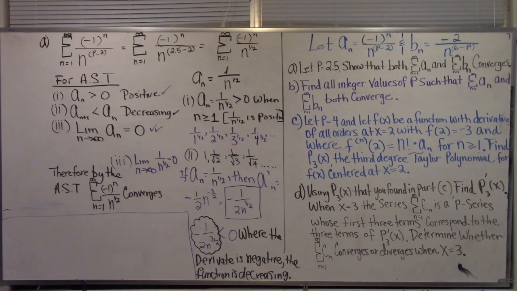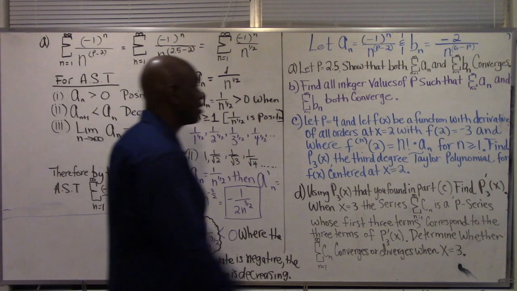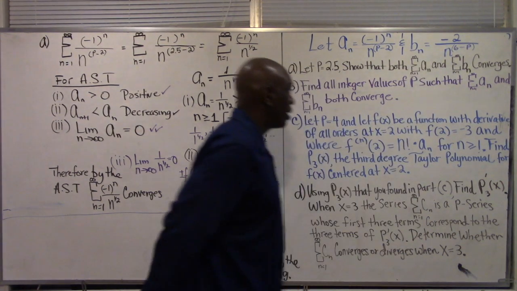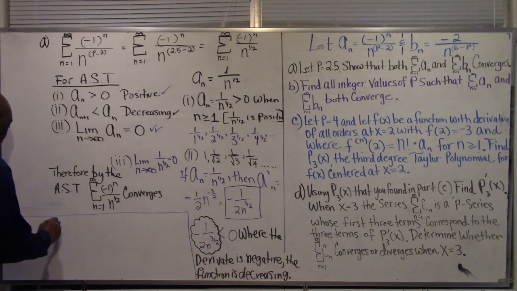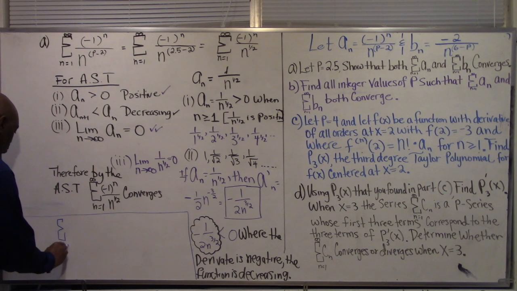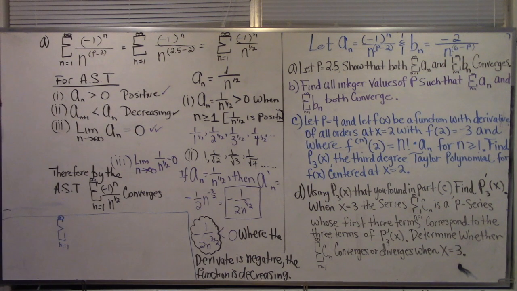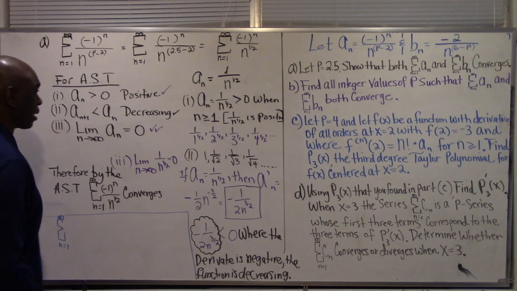How about the other series? This one here, Bn. Convergent or divergent? Well, we're going to have our series, n equals 1 to infinity. Let's go ahead and make our substitutions.